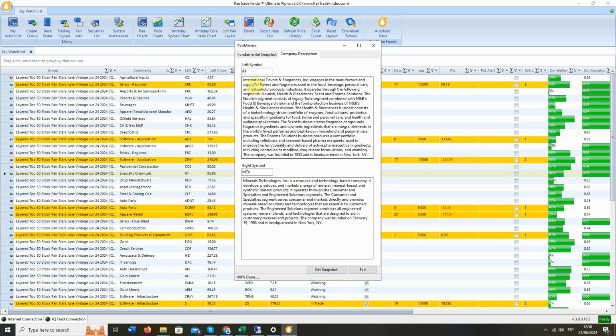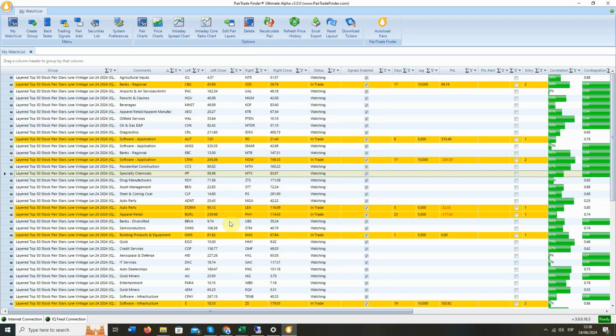And if we look at the description, IFF engages in the manufacture and supply of flavors and fragrances used in food, beverage, personal care, and household product industries. Mineral Technologies makes a range of mineral-based and synthetic mineral products, and it operates through the consumer, specialties, and engineered solutions segments. So they're doing the same kind of additives across very similar industries. So again, very similar companies.